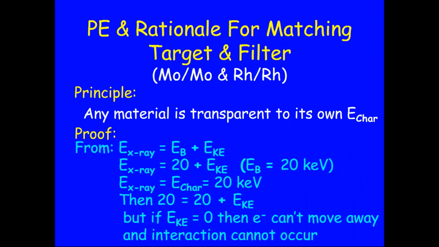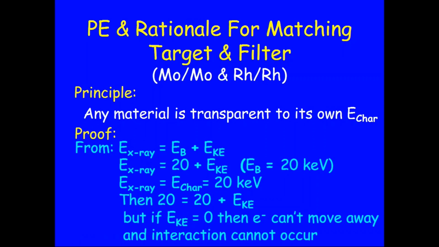But now the proof of why any material is transparent to its own characteristic radiation. Again, molybdenum has a binding energy of 20 keV. The incident energy is 20, so if 20 comes in and 20 is the binding energy, how much energy is available for the kinetic energy? Zero, because you're matching the energy in, that's the characteristic radiation energy of 20, with the binding energy of the filter, which is 20. Nothing is available for the electron.